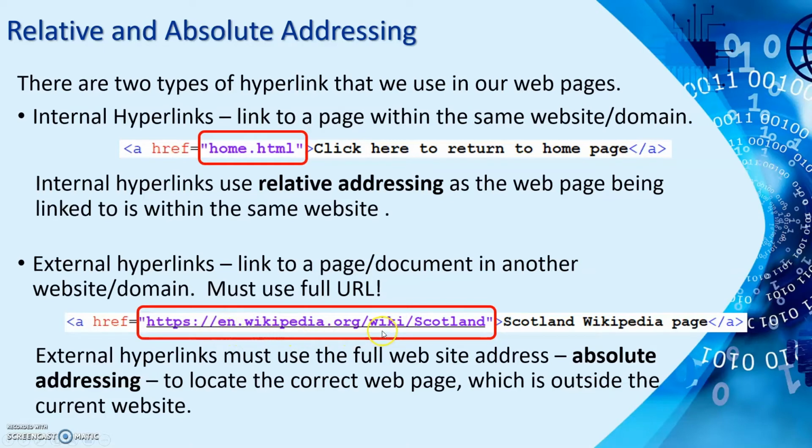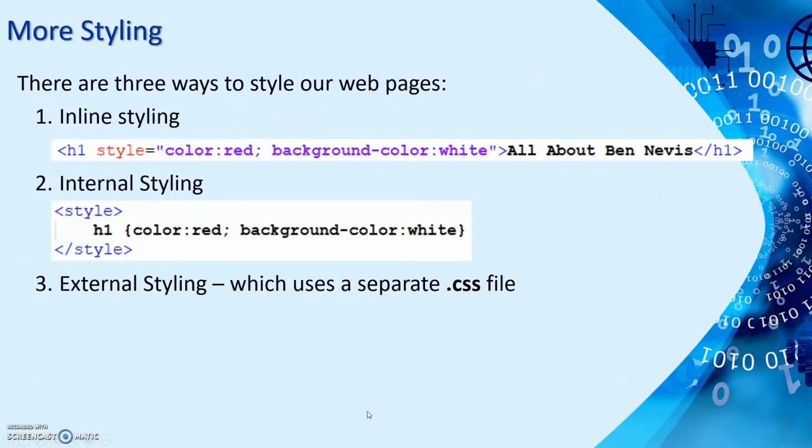en.wikipedia.org, folder called wiki, and then a web page called Scotland. Now, external hyperlinks must use the full website address, and that's absolute addressing. So you've got to put in the whole link URL that would be able to locate that correct web page in a completely different website, using the browser, using the internet. Absolute addressing takes you to an external link. Okay, now back to styling.